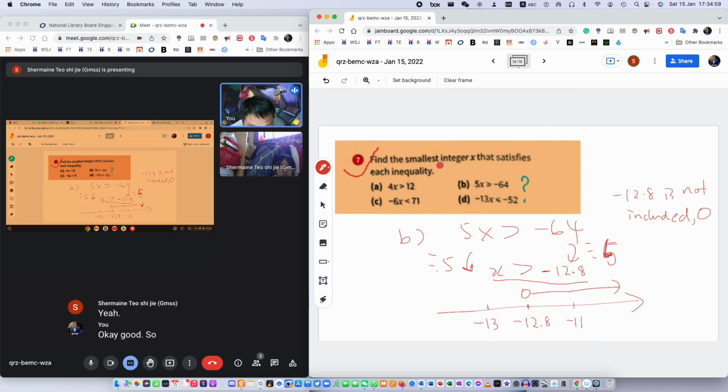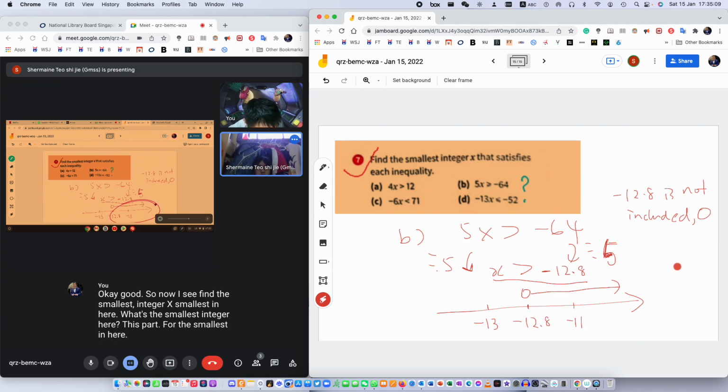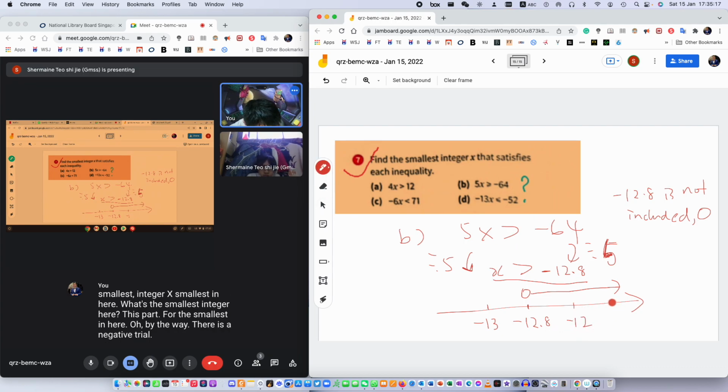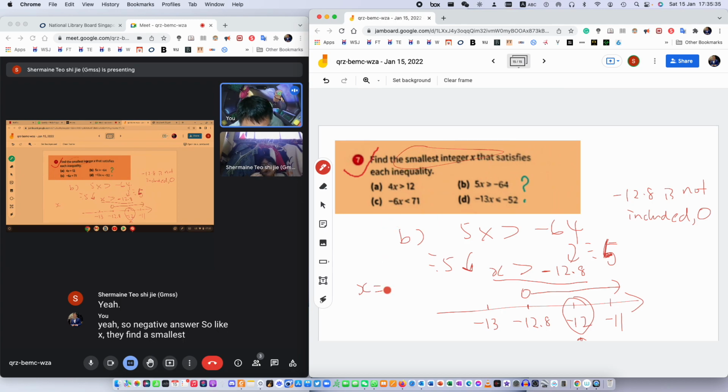So now it says find the smallest integer x. What's the smallest integer here? This part. What's the smallest integer? Oh, by the way, there is a negative 12. Then negative 11. So the smallest is negative 12. Yeah. So negative 12 is the answer. So they find the smallest, so x is equal to negative 12.